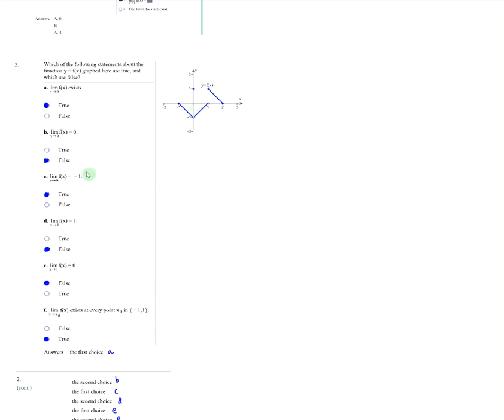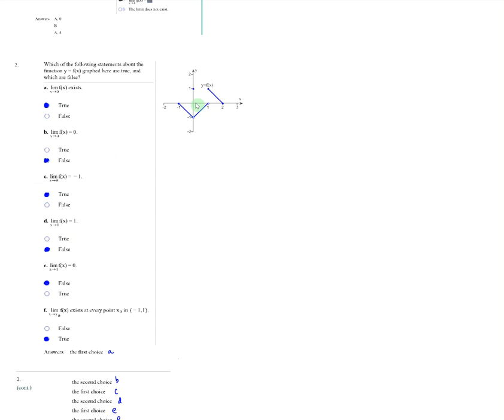We are not. So that's false. The limit as x approaches 0 is -1. That is correct. From either side, the function is ending up at -1. D part. The limit as x approaches 1 is 1.